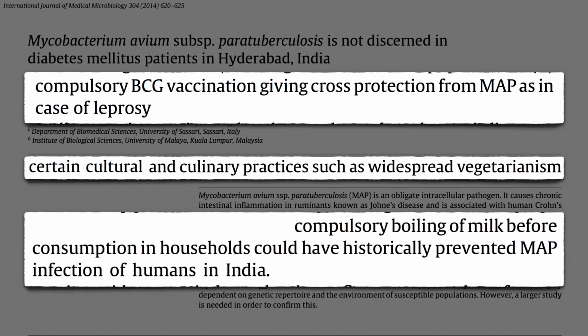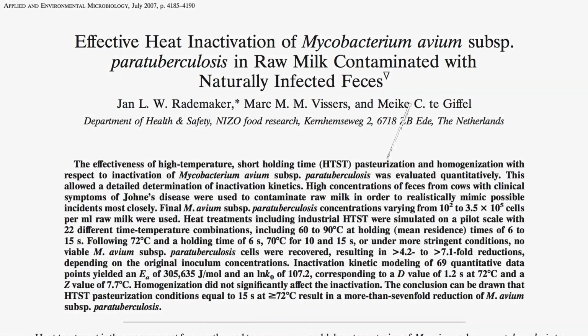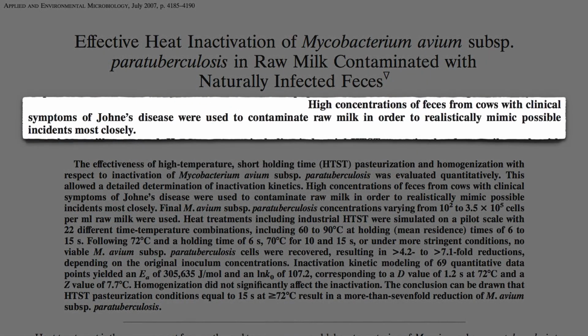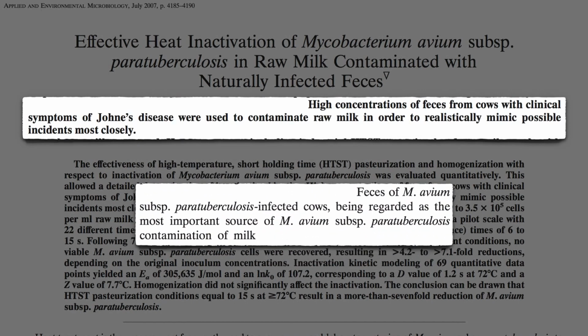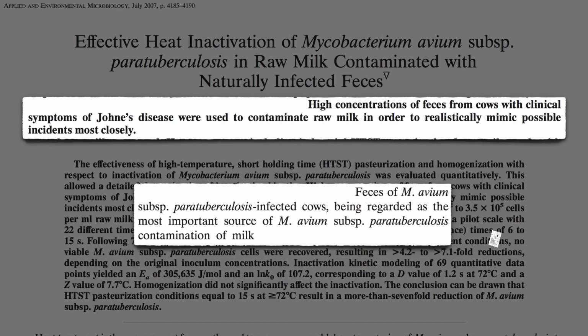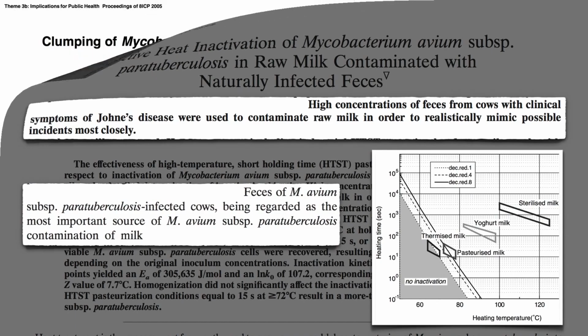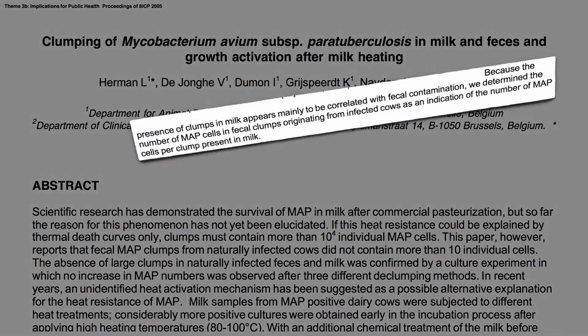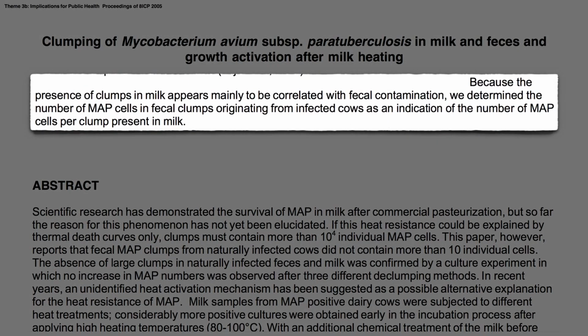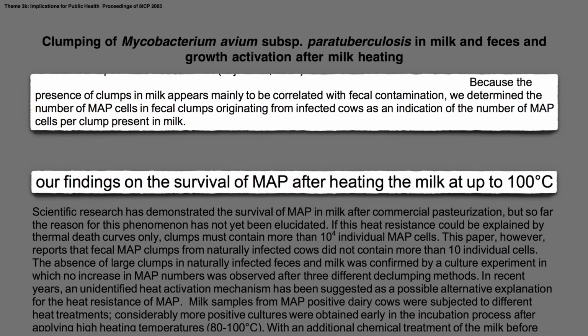If you measure the heat inactivation of milk with high concentrations of naturally infected feces, which is probably the main source of milk contamination, pasteurization may not completely inactivate the bacteria, but sterilization at boiling temperatures should, though this might depend on the degree of fecal clumping. That may be one way MAP bacteria ride out pasteurization by hiding in tiny fecal clumps in milk. But only rarely should MAP survive over 100 degrees Celsius, perhaps explaining the disparate India findings.